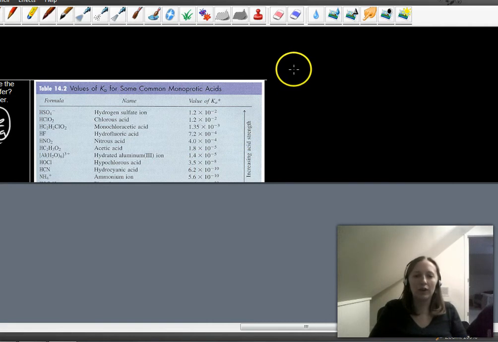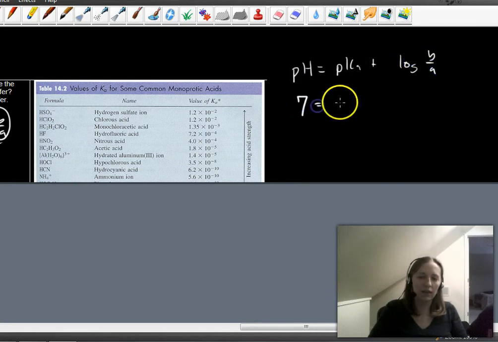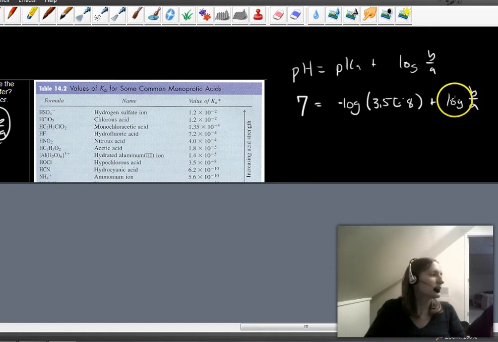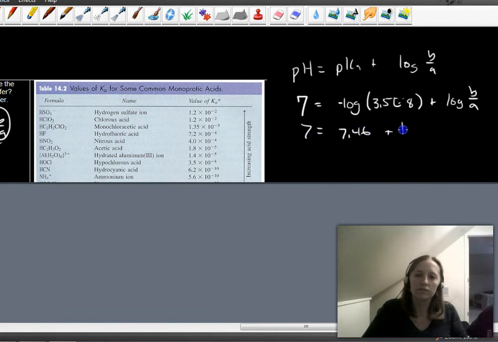So for hypochlorous acid, we've got pH equals pKa plus log B over A, and we want our pH to be 7, and our pKa is negative log of 3.5 e negative 8, plus log B over A. And now you can solve for B and A to figure out how much of each one you should put in there. So negative log of 3.5 e to the negative 8, that's 7.46. So it turns out that log of B over A needs to equal negative 0.46.